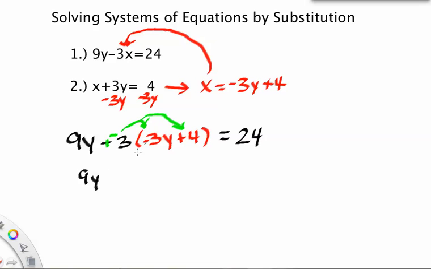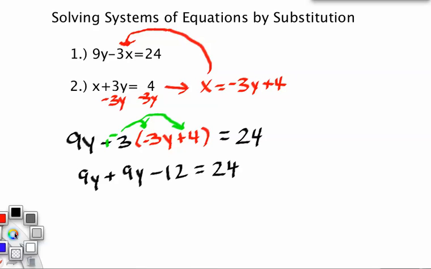Negative 3 times negative 3y is going to give us positive 9y. And now negative 3 times positive 4 gives us negative 12. So that's where the difference would come in for us. And it's going to all equal 24.